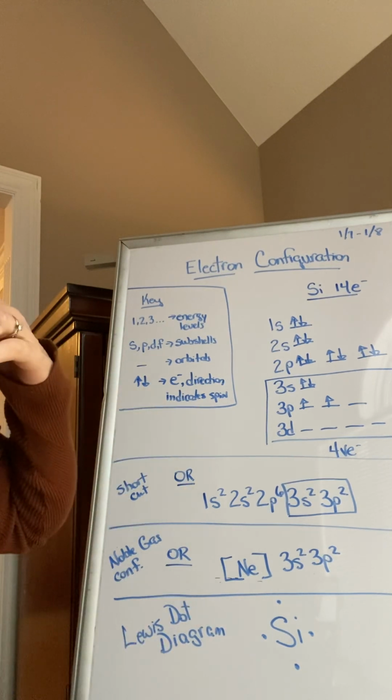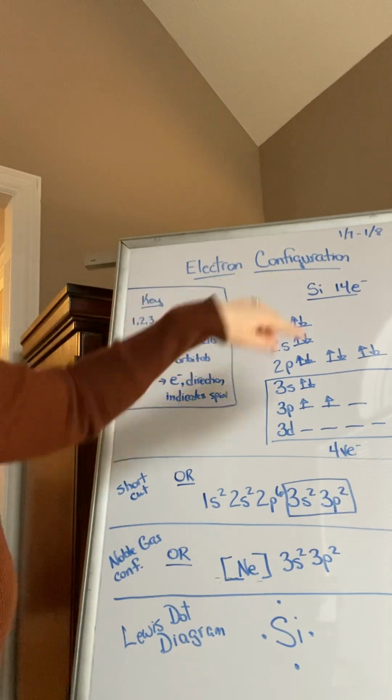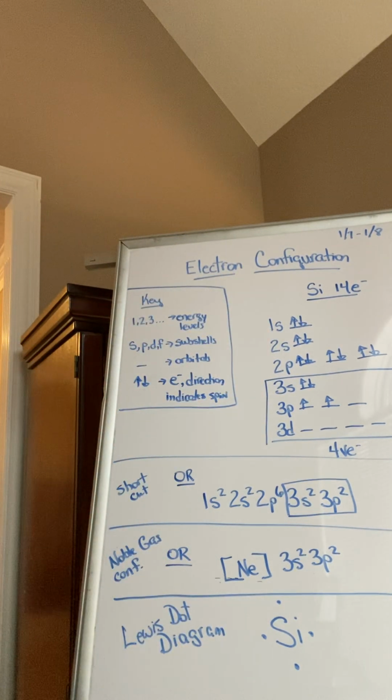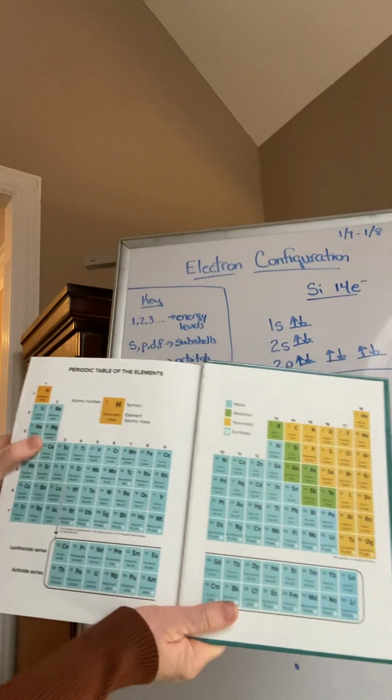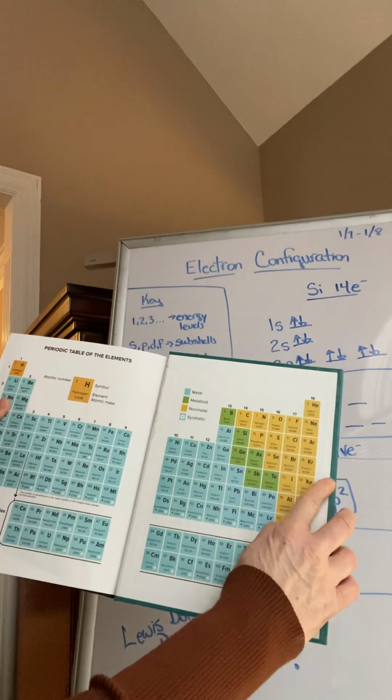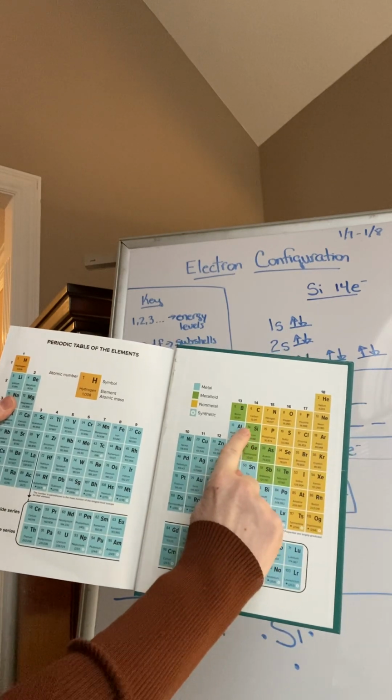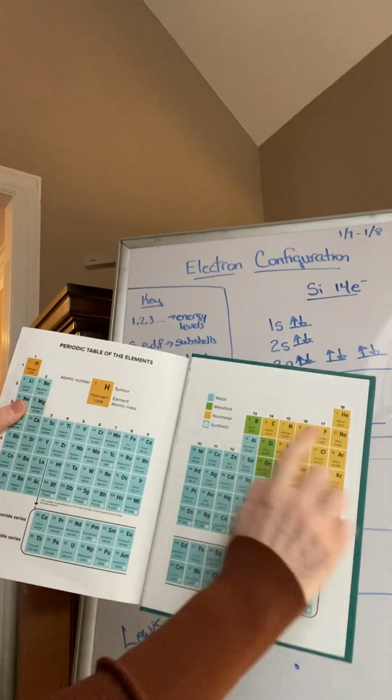So if we want to look at silicon individually, you're going to find silicon in your periodic table, and you're going to find out how many electrons it has. So you'll have to go to a periodic table. You'll locate silicon, which is right here. And you'll note that it has 14 electrons.